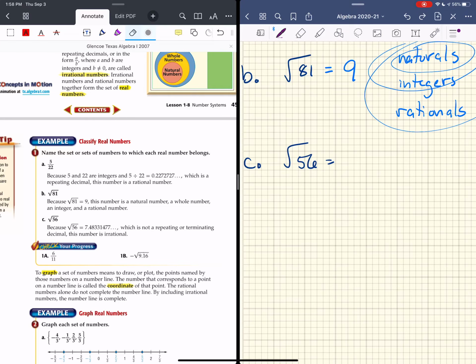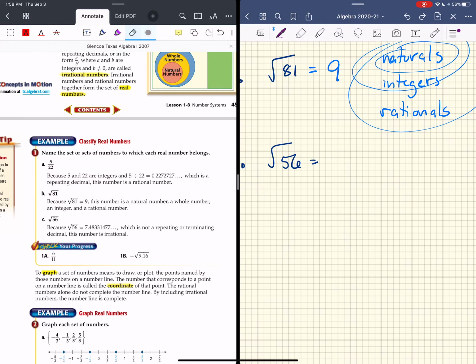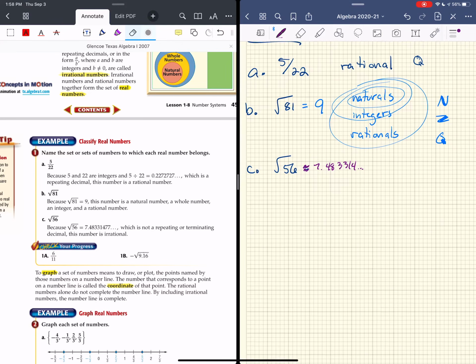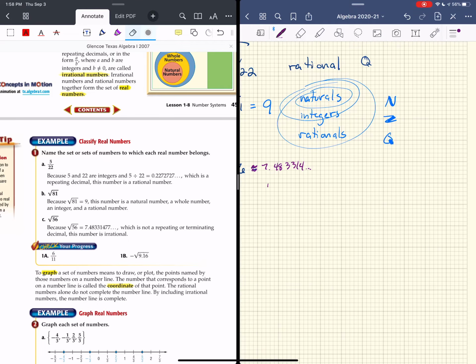In the book they say, well, it's about 7.48331477, which does not repeat and also never terminates. And so we actually can't say what it's equal to. We can only say, well, it's about 7.483314, blah, blah, blah, on and on forever. And so this one would be irrational.